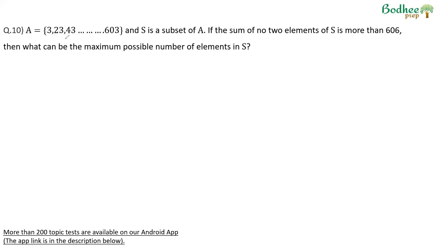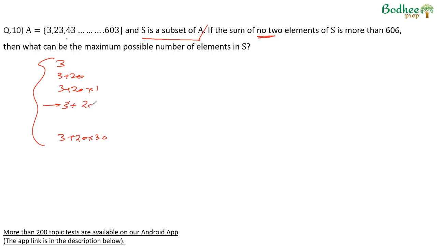A is 3, 23, 43, and so on till 603. S is a subset of A. If the sum of no two elements of S is more than 606, what can be the maximum possible number of elements in S? So, the elements are 3, 3 plus 20 into 1, and so on till 3 plus 20 into 30. There are 31 elements. The element in the center will be 3 plus 20 into 15, the 16th element.